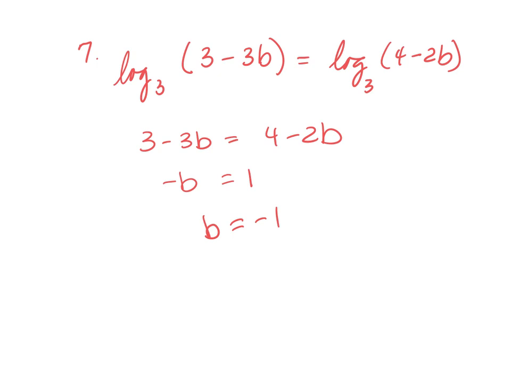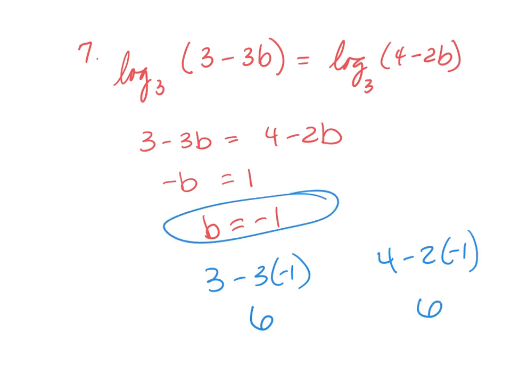But we have to plug in and make sure we don't get any negative numbers. Well, what is 3 minus 3 times negative 1? It is 6, that's positive. And 4 minus 2 times negative 1 is also 6. So that answer is good.